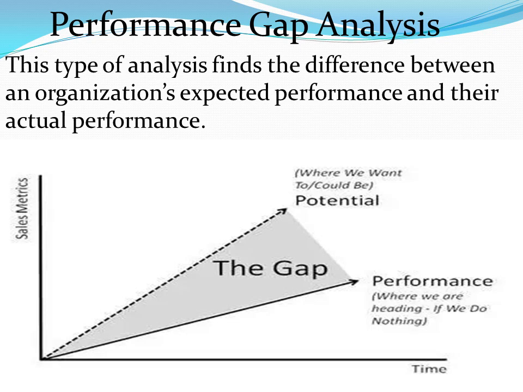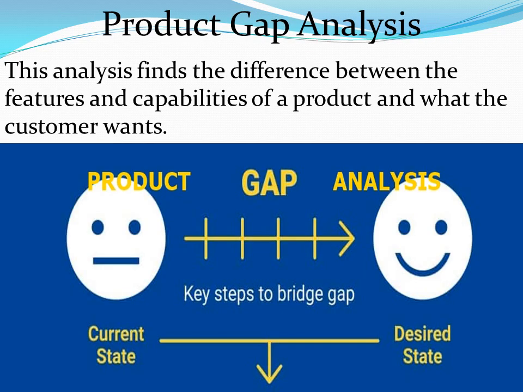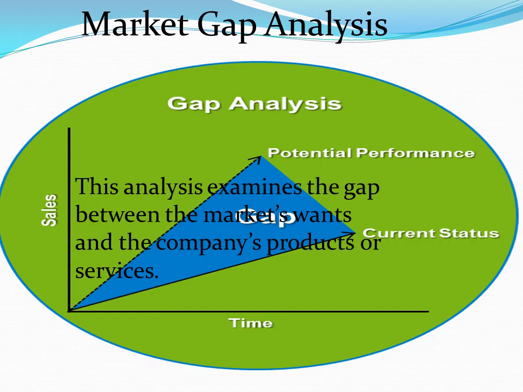The first type is the performance gap analysis. This type of analysis finds the difference between an organization's expected or potential performance and their actual performance. Another is product gap analysis. In this analysis, we find the difference between the features and capabilities of a product and what the customers require. The next one is the market gap analysis. This analysis examines the gap between the market's wants and the company's products or services.